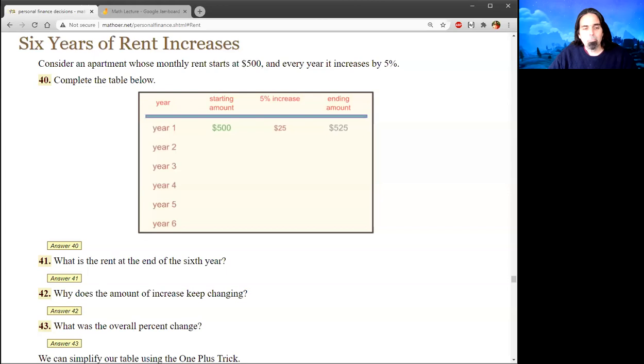Moving onward, here is a table we'll fill out that has an apartment whose rent starts at $500 a month. And every year, that monthly rent payment goes up 5%. So let's work on this problem together.